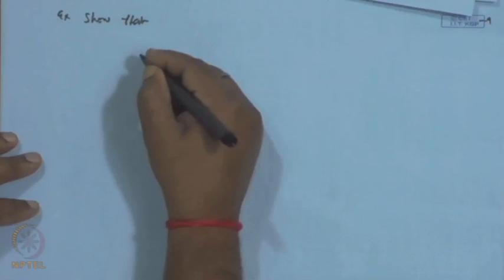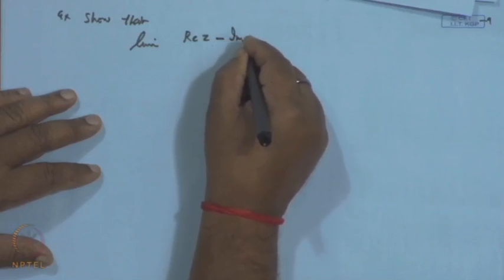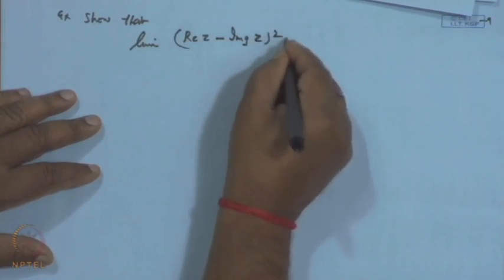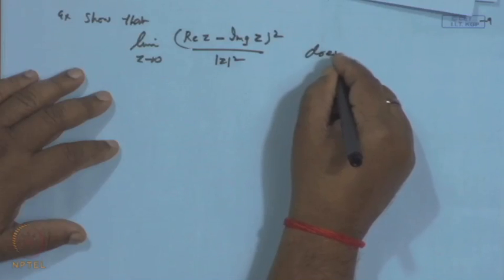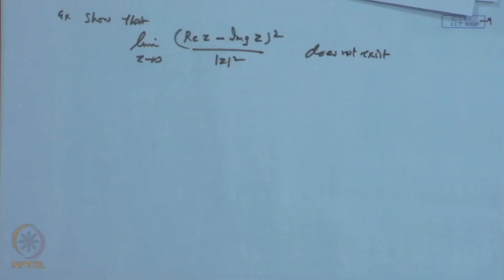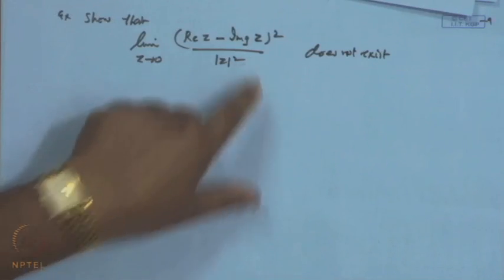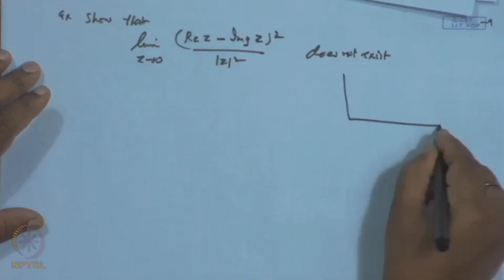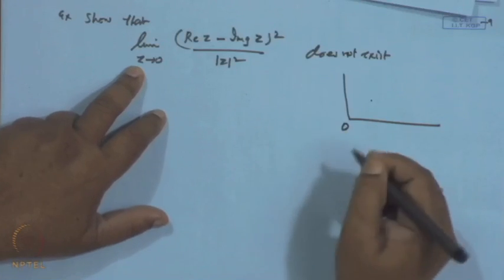But if it is asked whether this limit exists or not, the limit of real part of z minus imaginary part of z, whole square, divided by mod z square, as z tends to 0, that limit does not exist. Now, here we need not go for epsilon delta, we have to simply identify the path such that along two different paths the limit differs. So, what are the paths now? We wanted the limit when z approaches 0. Okay. So, I can choose any path.